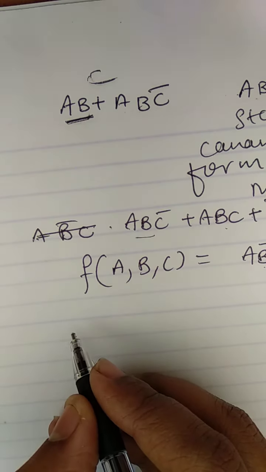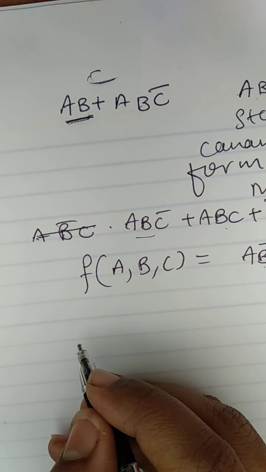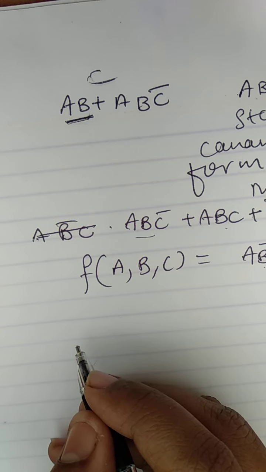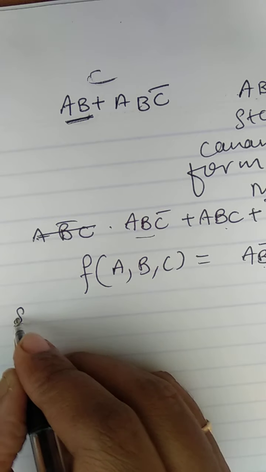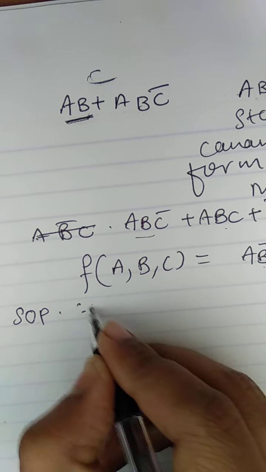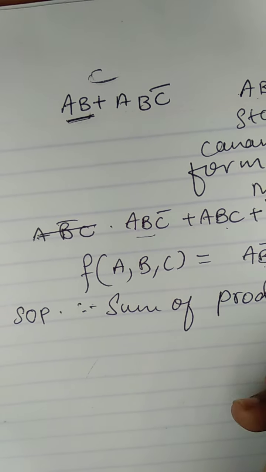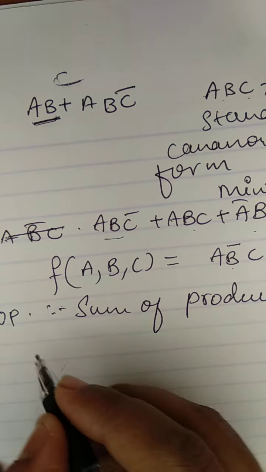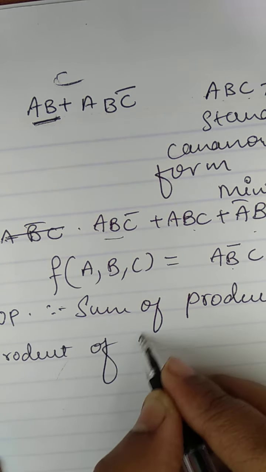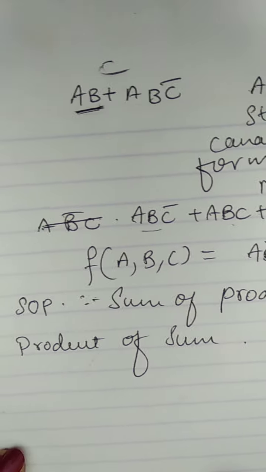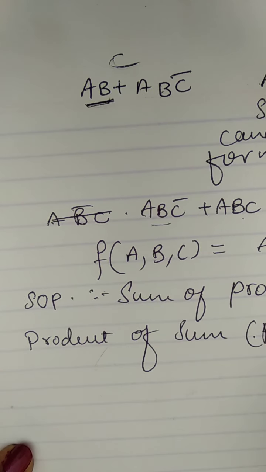So next is POS, product of sum. Till now we have studied the SOP, that is, sum of product. Now we'll study the product of sum form.